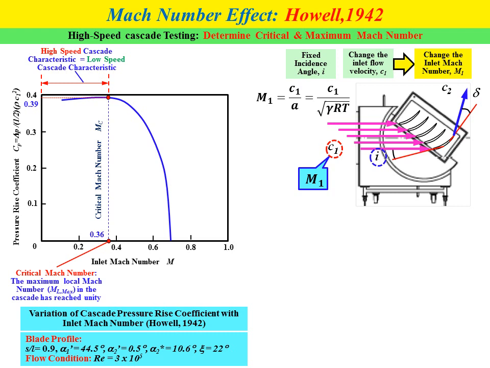Okay, so for the region below critical Mach number, the result is valid both for high speed cascade characteristic and also for low speed cascade characteristic. After the critical Mach number condition, we can see that the pressure rise coefficient reduces drastically when we increase the value of inlet Mach number. When pressure rise reduces, the performance of the compressor also will reduce, because pressure rise has a direct relationship to the performance of the compressor.